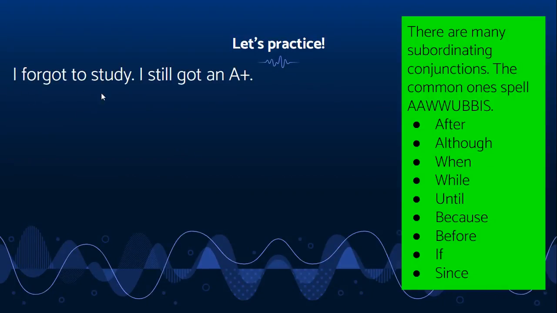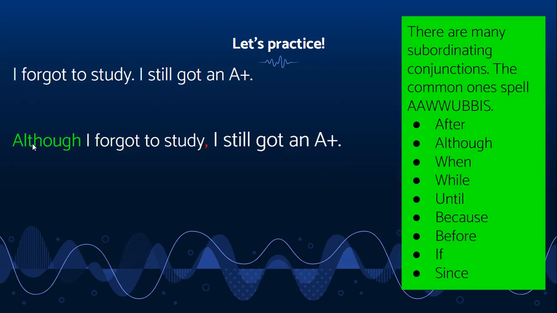I forgot to study. I still got an A+. So look at our list of AWUBIS words. Which one do you want to start with? Where does the comma go? If you said, "Although I forgot to study, comma, I still got an A+," that is a really good choice. Although is a word that shows contrast. So if you forgot to study, you wouldn't expect to get an A. So this shows a contrast between these two sentences. So it's a really good one to pick. The important thing, though, is that you start with the AWUBIS and that you have a comma in between them.